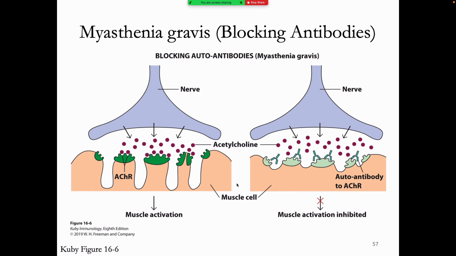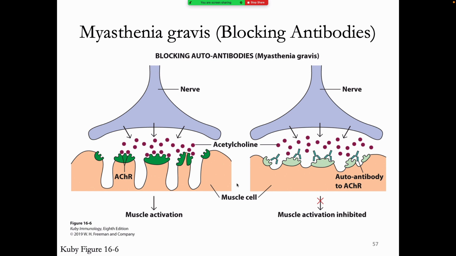Alternatively, other antibodies can act as blocking antibodies. And this is exemplified by a disease called myasthenia gravis. So normally, we see what is happening on the left, which is when a nerve wants to talk to a muscle and tell that muscle, hey, muscle, do your thing. The nerve will make some of this neurotransmitter, acetylcholine, that will interact with the acetylcholine receptor to make the muscle activate. So that's what normally should happen.